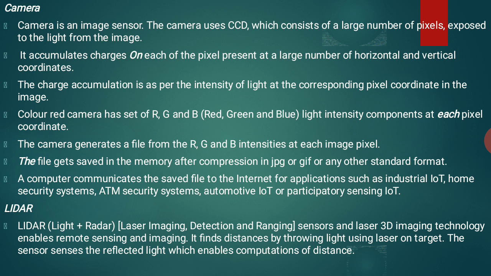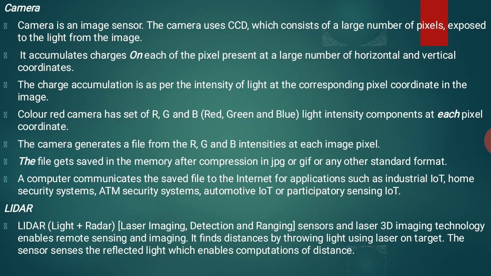So after generating the image pixels, it is stored in the form of a file. It will be stored in the memory after compression in JPG or GIF or any other standard format. Whatever standard format you choose, your image will be stored in the form of a file in your memory. The file gets stored.